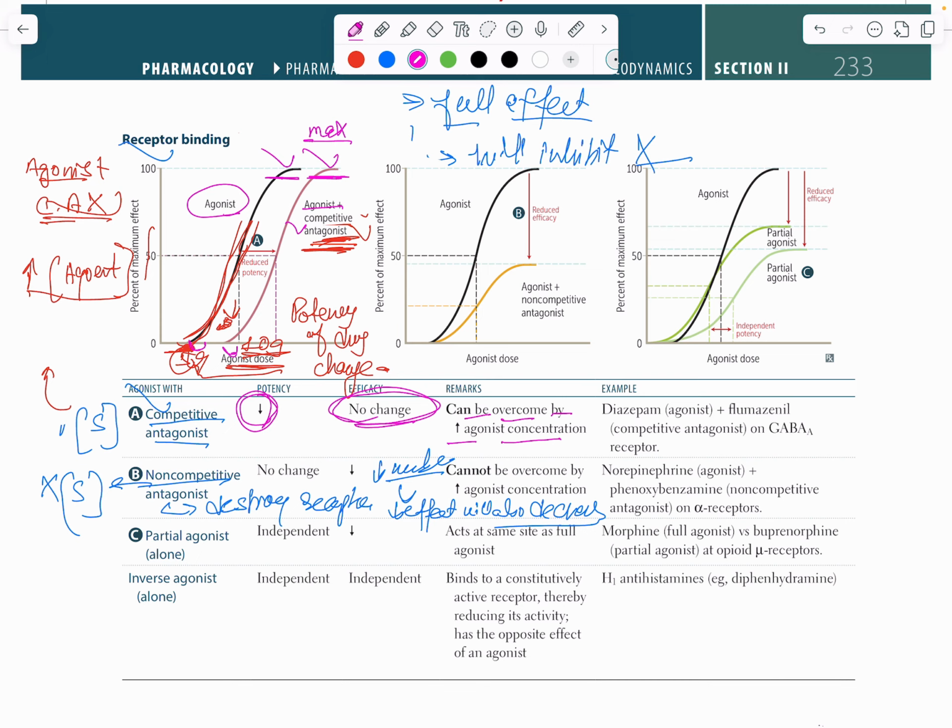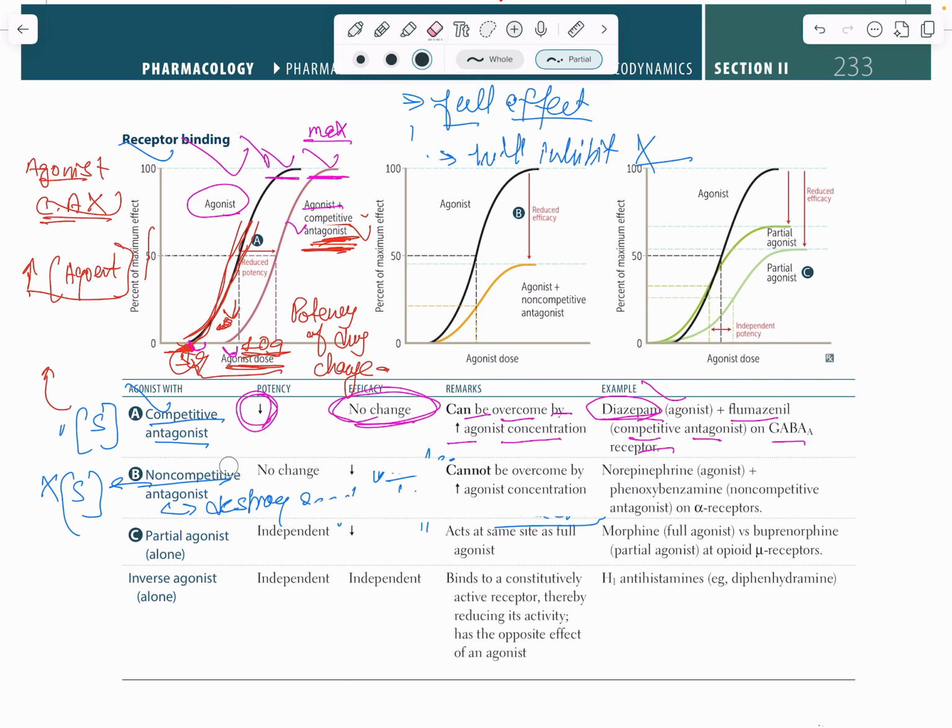We have an example like diazepam as the agonist, and flumazenil, the competitive antagonist, on the GABA receptors. The same phenomenon will happen. If we give flumazenil and we are not getting the maximum effect, then we increase the concentration of diazepam and we will get our maximum effect if we want. Okay?